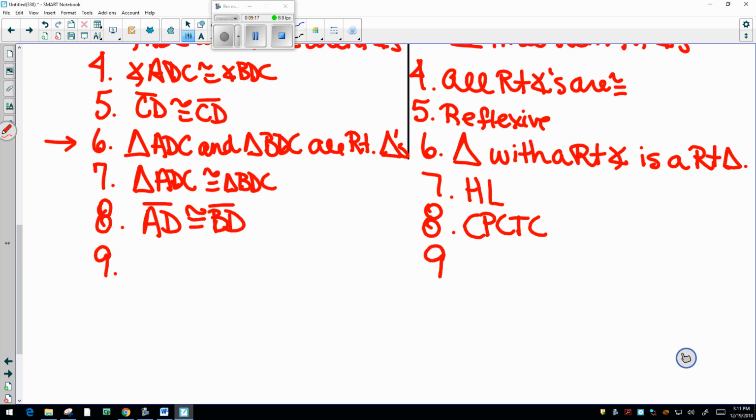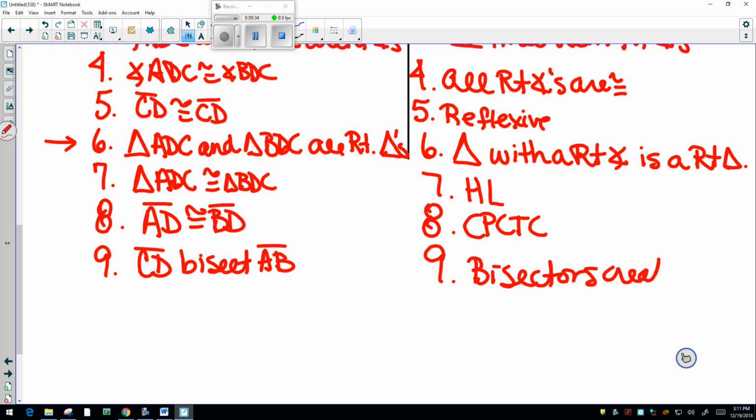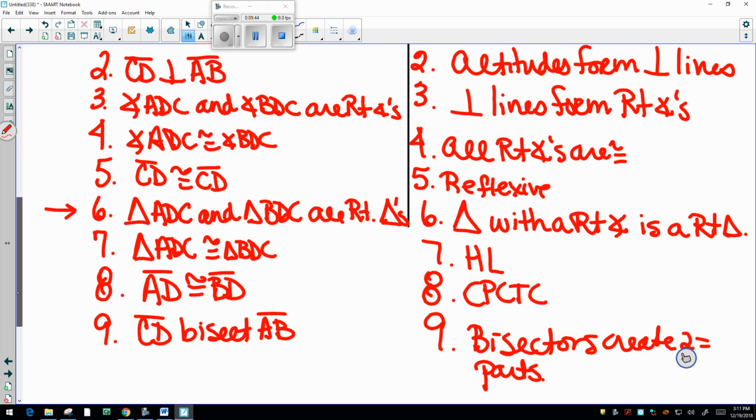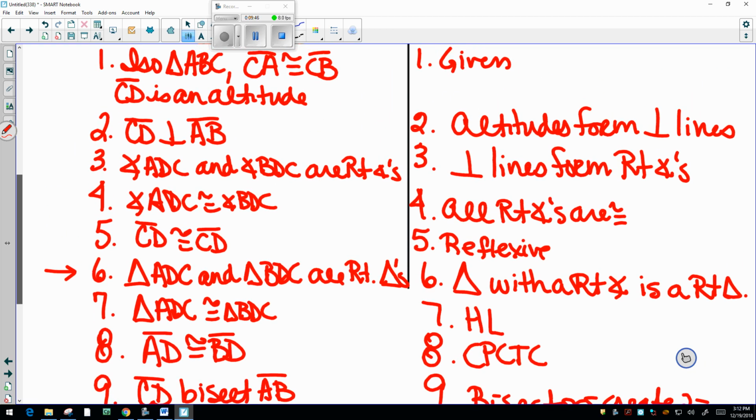And then since I know that those two parts are equal, well, CD must bisect AB. And well, where did that come from? That's because I know bisectors create two equal parts. We're done.